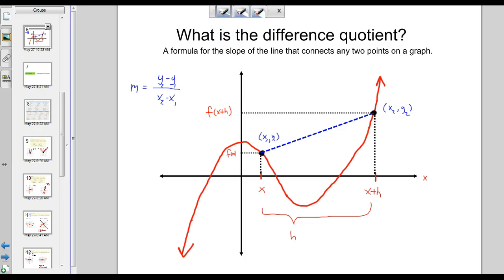But we're using function notation. We're not using x's and y's, we're using x's and f of x's. So what would we call it? This time we'd call it x plus h as our second point, and f of x plus h. And we call this x, f of x. So y2 minus y1 would become f of x plus h minus f of x. And then x2 minus x1 is x plus h minus x. But if we simplify this, the x's cancel, and we're just left with h.